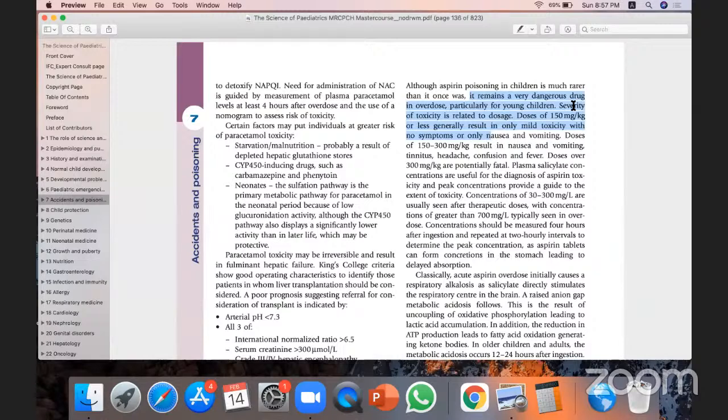And what is the main action here? The causes of death are many, like renal failure, liver toxicity. That's why we do dialysis. This is an acidic drug. It causes metabolic derangement. Severe metabolic acidosis causes breathing difficulty and hyperventilation. If the concentration is 3 to 300, it is a therapeutic dose, and greater than 700 is an overdose. So you will measure the concentration after 4 hours of ingestion.